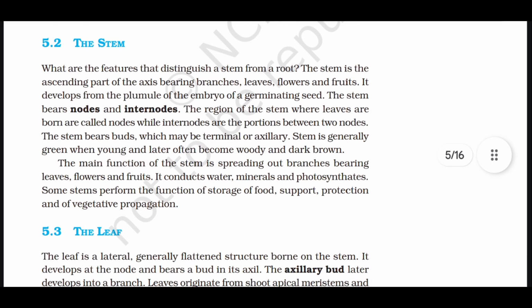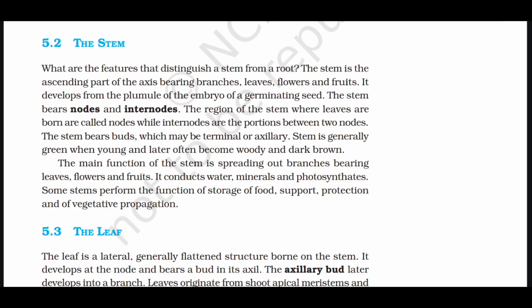5.2 The stem. What are the features that distinguish a stem from a root? The stem is the ascending part of the axis bearing branches, leaves, flowers, and fruits. It develops from the plumule of the embryo of a germinating seed. The stem bears nodes and internodes. The region of the stem where leaves are borne is called the node, while internodes are the portions between two nodes. The stem bears buds, which may be terminal or axillary.